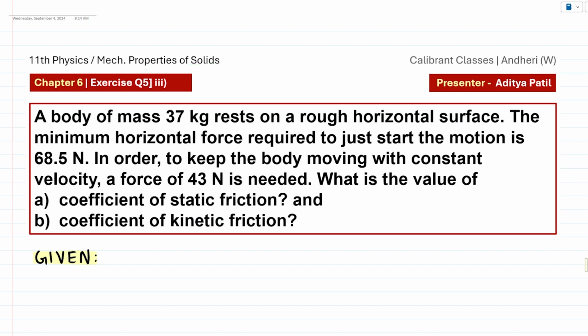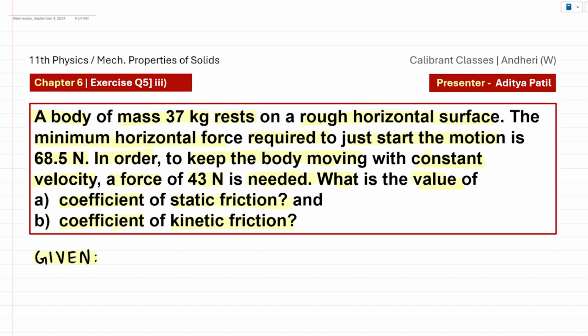So let's start. Now the question says we have a body of mass 37 kilograms resting on a rough horizontal surface. The minimum horizontal force required to just start the motion of this body is 68.5 newtons. And in order to keep this body moving with a constant velocity, a force of 43 newtons is to be applied all the time. Then, what is the value of A, coefficient of static friction, and B, coefficient of kinetic friction? Now, this is a pretty straightforward and easy question if you understand the concepts of friction, and I hope you do.